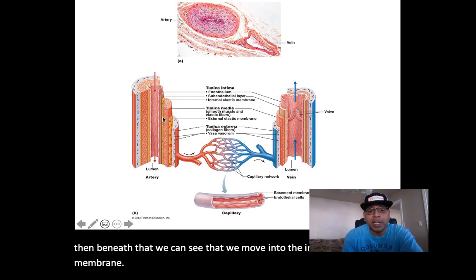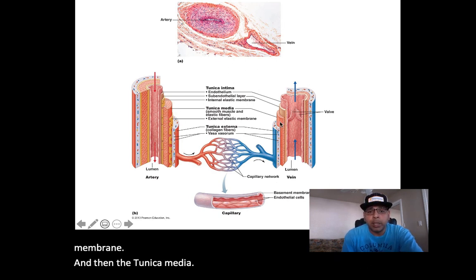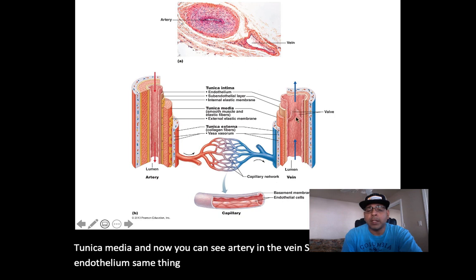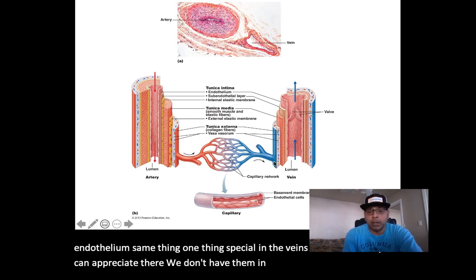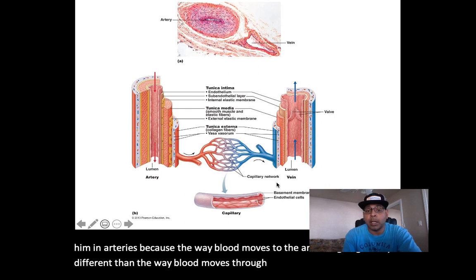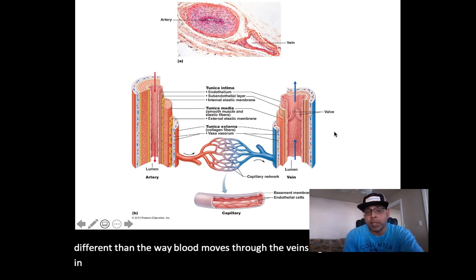And then the tunica media. Tunica media, now you can see artery and the vein. So look at the vein, endothelium, same thing. One thing special in the veins is these valves you can appreciate there. We don't have them in the arteries, and we don't need them in the arteries because the way blood moves through the arteries is going to be totally different than the way blood moves through the veins, right? You learned that in anatomy as well, so we'll revisit that and check that out there also.